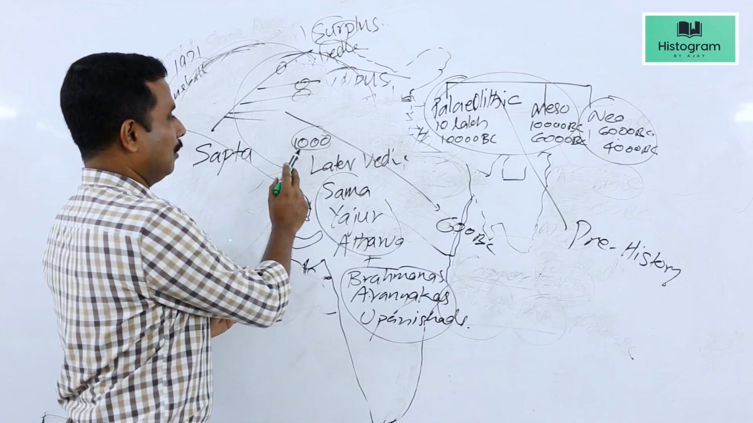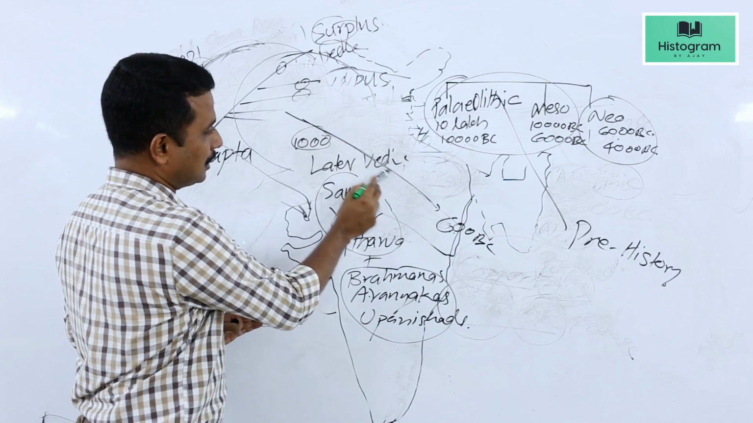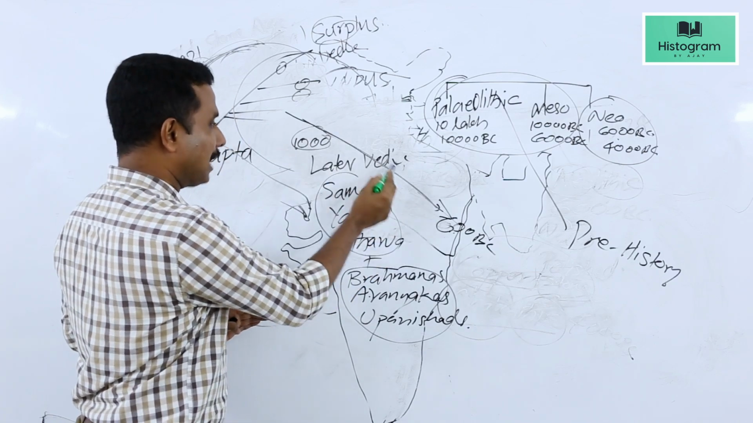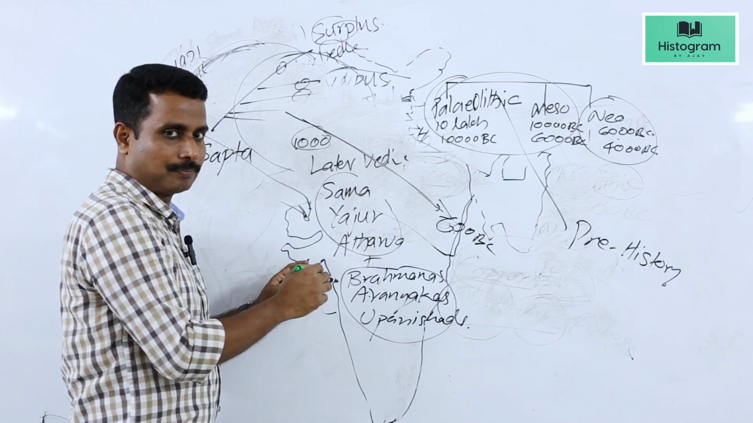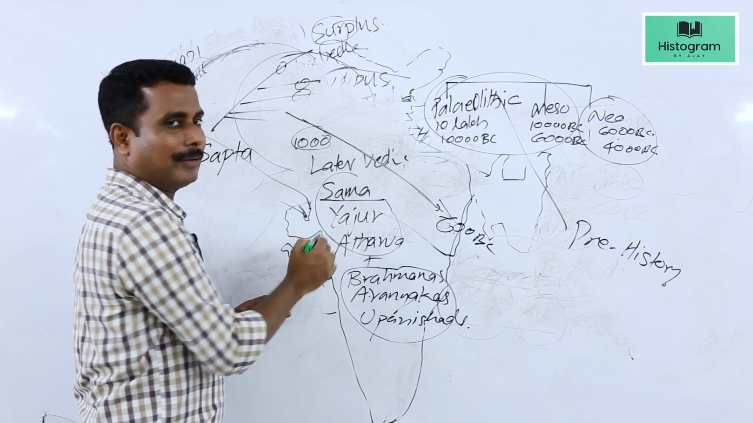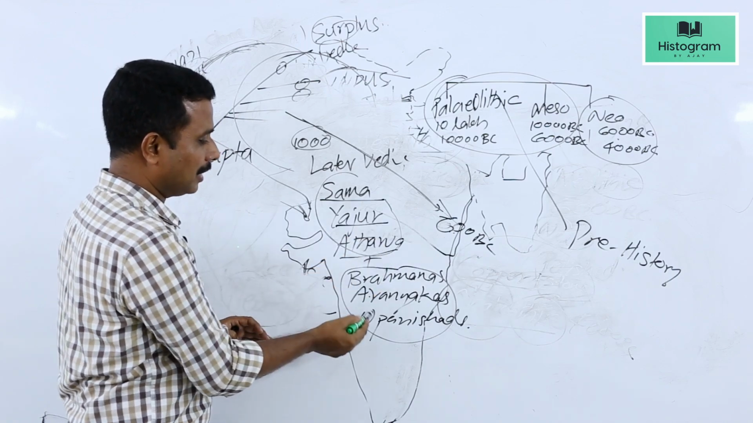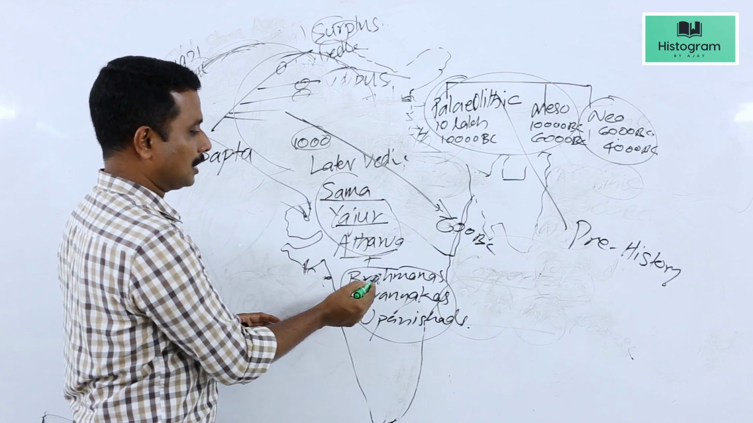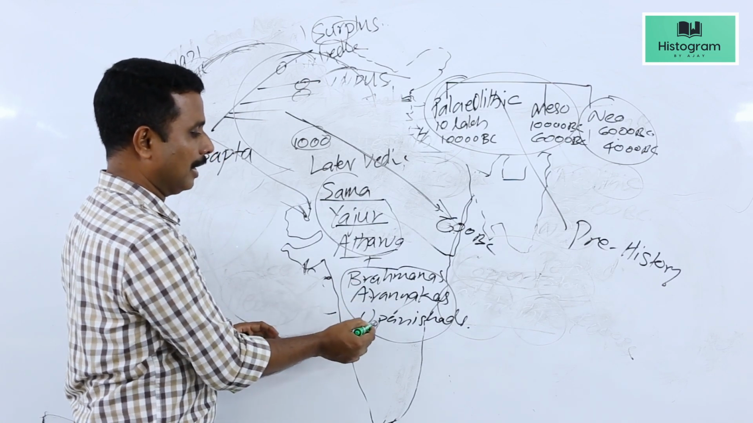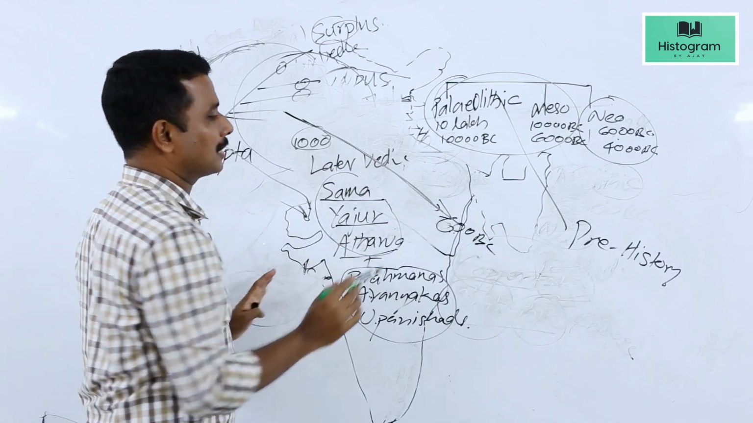During this period, from 1000 BC to 600 BC, Aryans expanded to the eastern direction. Simultaneously, they composed other Vedic books known as Samaveda, Yajurveda, Atharva Veda, and three other corpus of books known as Brahmanas, Aranyakas, and Upanishads. So this is from 1000 BC to 600 BC.